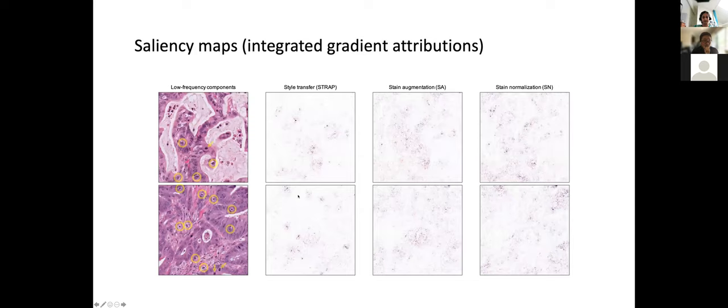We also generated saliency maps using integrated gradient attribution. The saliency maps for stain augmentation and normalization have attributions that are diffusely distributed, but for the strap, they are more localized, and they actually correspond to the lymphocytes in the cancer or mitosis. Those are histomorphological features that are known to be associated with the genetic subtypes.